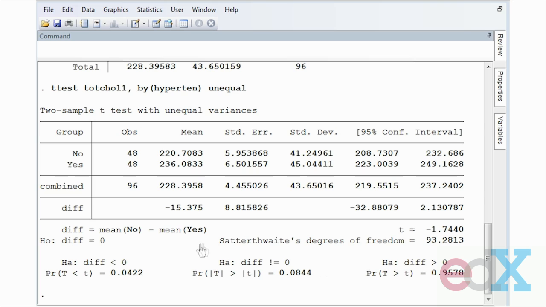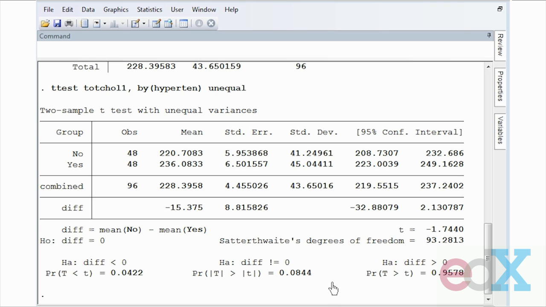The p-value, when you test the hypothesis that the difference is equal to 0 with the two-sided alternative, is 0.0844, based on this sample of size 48 and 48. Now, that's 96, and remember, if we just take off 2 degrees of freedom, that would give us 94. Satterthwaite's approximation gives us 93 degrees of freedom. Not that different. Had we done the Welch's, we would probably get the same answer.